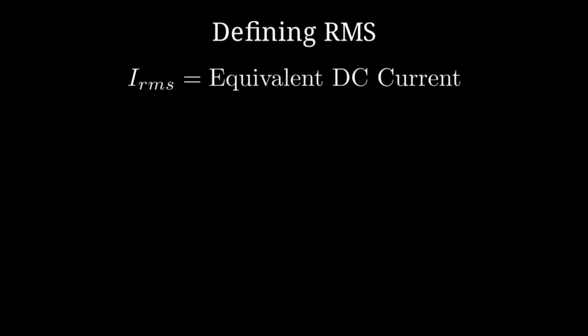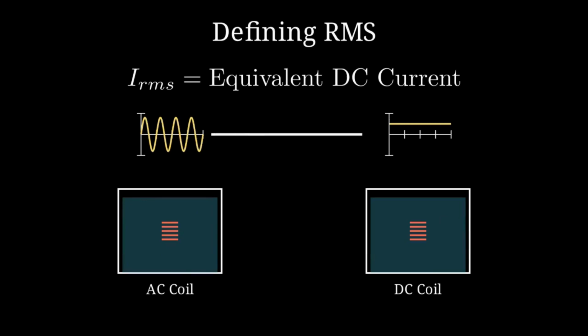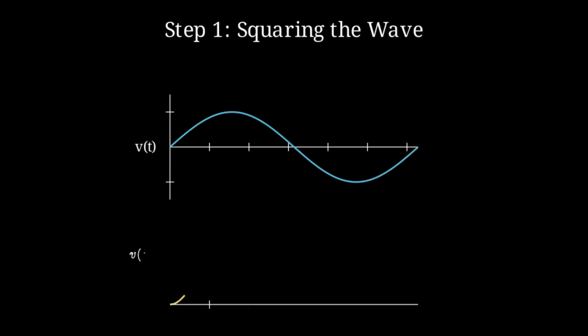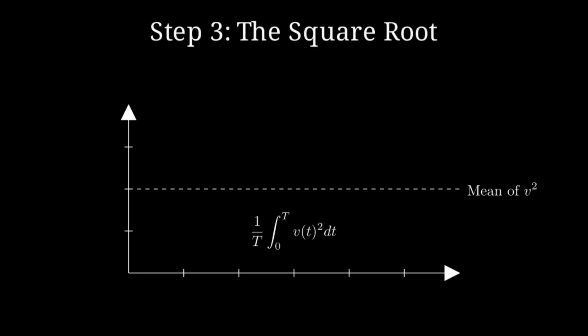The RMS value is defined as the equivalent DC value that would produce the same amount of heat in a resistor. It represents the effective value of the alternating current, allowing us to perform power calculations easily. To derive RMS, we first square the instantaneous values. This turns all negative portions of the sine wave positive, ensuring that when we average them later, the negative cycles don't simply cancel out the positive ones. Finally, we take the square root to return to the original units of volts or amperes.